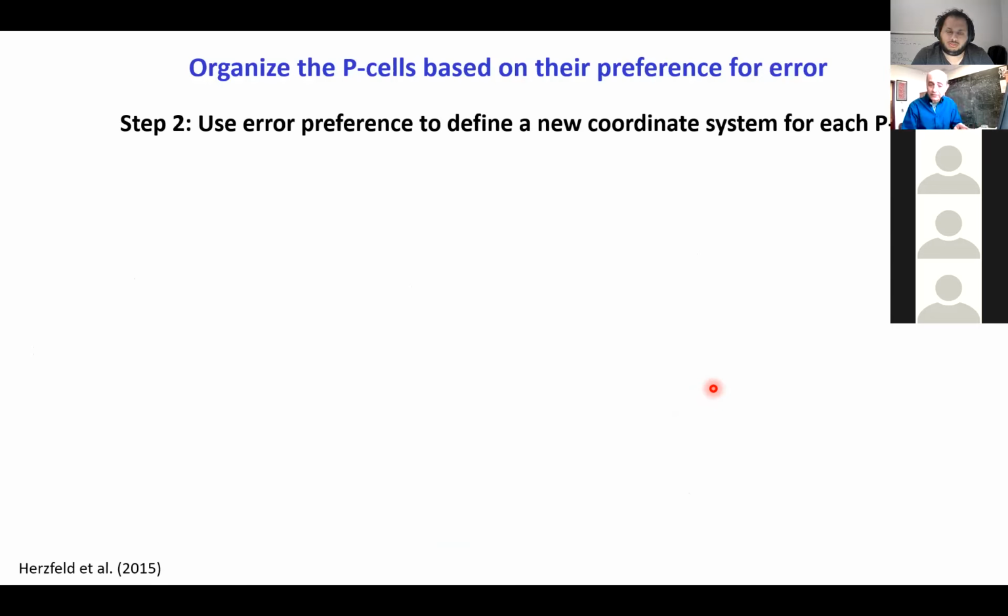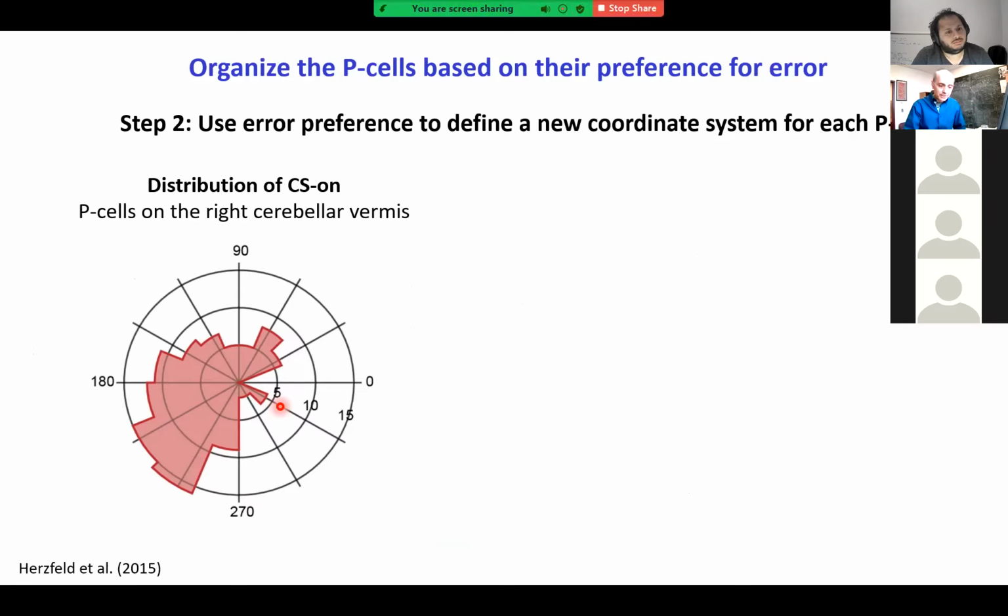All right, now what we're going to do is a coordinate system transformation. Use that error preference to define a new coordinate system for every Purkinje cell. So you measure activity of Purkinje cells in the cerebellum, and you see that some care about the ones on the left, some care up, some care right, so in this case there's some sampling of Purkinje cell preference for error. Now what you do is, for every Purkinje cell, use its preferred error to define a new coordinate system.